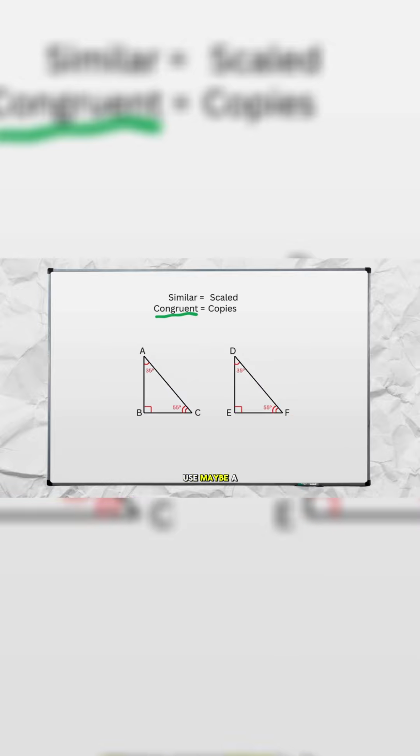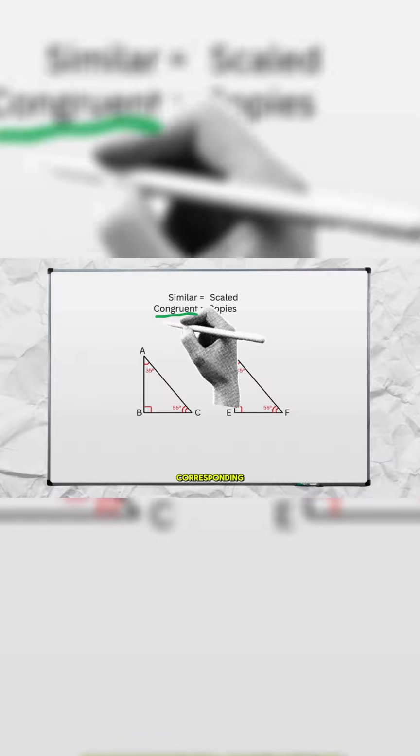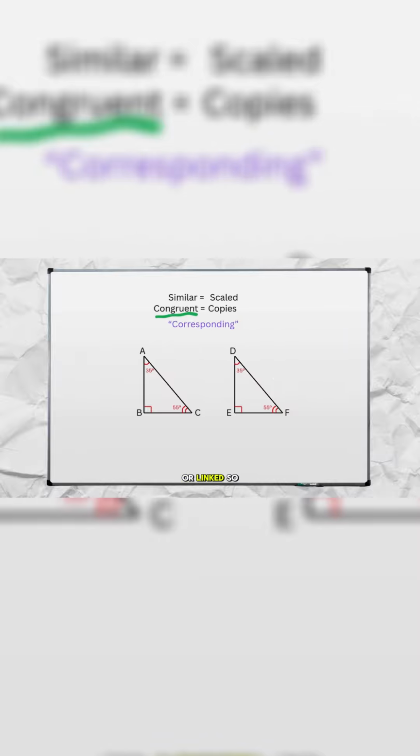They would also use maybe a word that is corresponding, which means that they are connected or linked. So A corresponds to D, for example. A corresponds to D, B corresponds to E, and angle C corresponds to angle F. And if they are congruent, then if AB is 1, then DE is 1. If BC is 3, then EF is 3. And if AC is the square root of 10, then DF is the square root of 10, because they are copies of one another. Now let's go ahead and think about if they are similar.